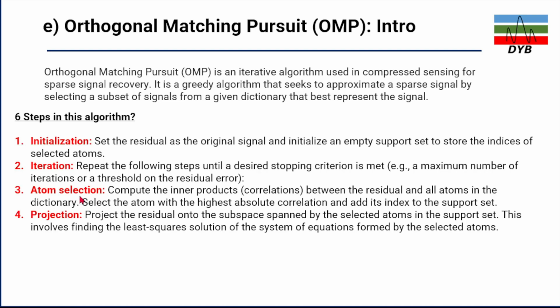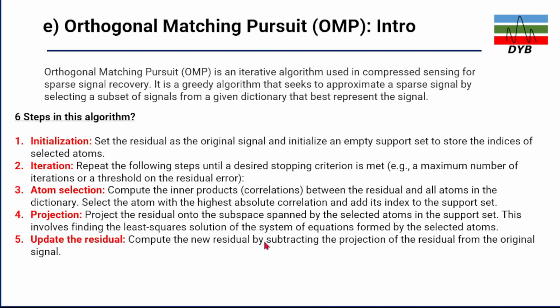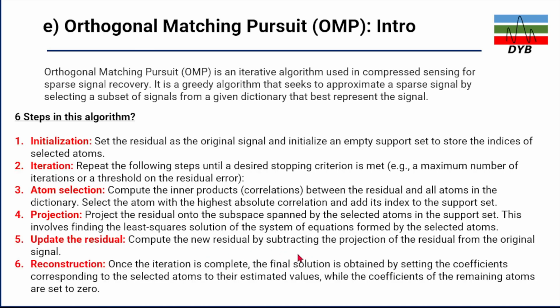Then there is another procedure, which is atom selection. It computes the inner products, the correlation between the residual and the atoms in the dictionary. Then it selects the atom with the highest absolute correlation and adds its index to the support set. Then there is the projection, the fourth step. After that, we update the residual, which is whatever is left out in the signal. Then we reconstruct the signal.